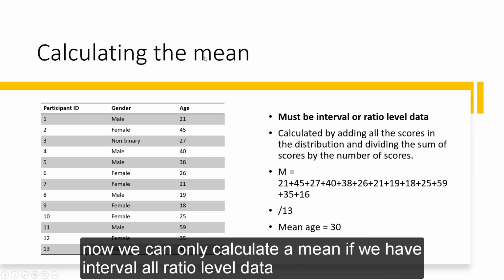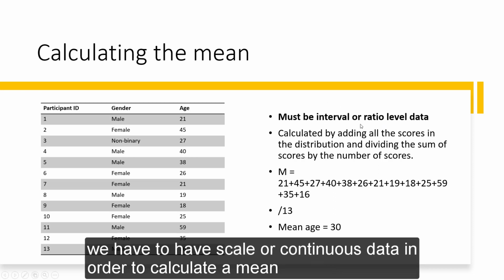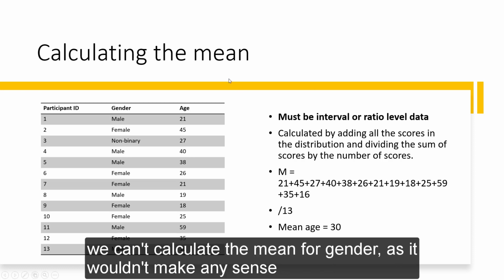Now we can only calculate a mean if we have interval or ratio level data. So another common word for grouping these two together is scale or continuous. We have to have scale or continuous data in order to calculate a mean. We couldn't calculate the mean for gender or so on. It just wouldn't make any sense.